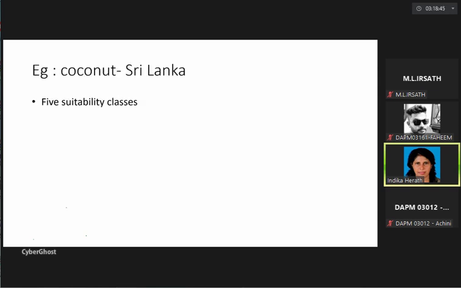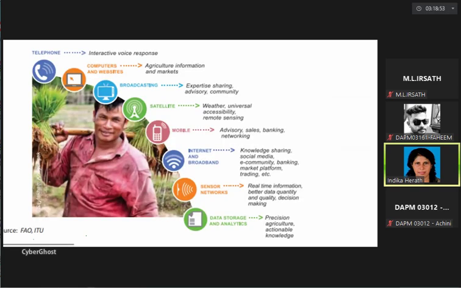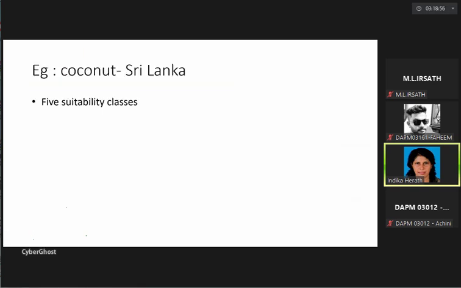For coconut, they have a different classification. Generally, most crops have 3 classes, but for coconut there are 5 suitability classes: S1, S2, S3, S4, and S5. So all these 5 classes are considered suitable, and there are N1 and N2, which are not suitable, right? Yes, those are the land suitability classes.